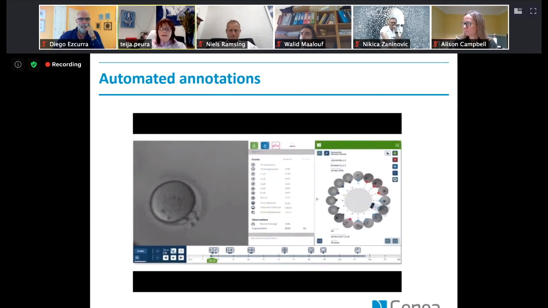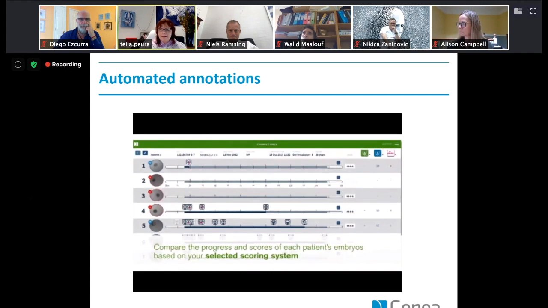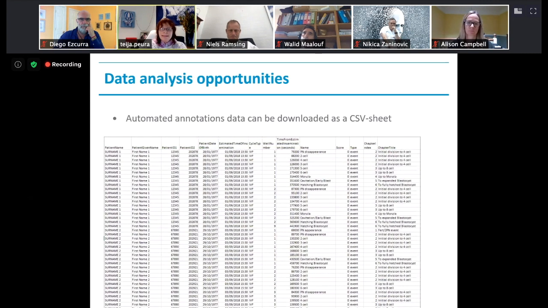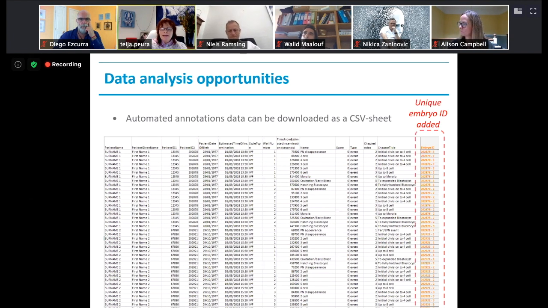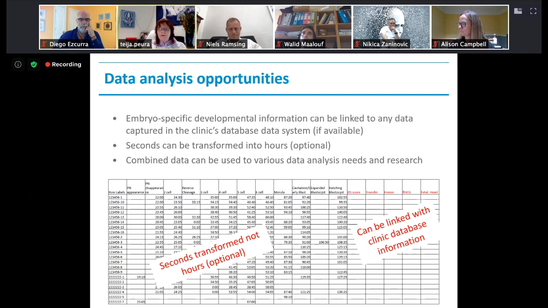But indeed, the annotated events are captured on the time bar, and then they can be compared there. And all this data can be downloaded as a CSV sheet, and depending on the clinic system, they can add their unique embryo ID there, and do all kinds of data analysis, do simple pivot tables. They can transfer the timing of the events into hours if they don't like to work with seconds, as the default system is.